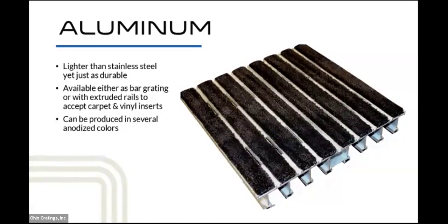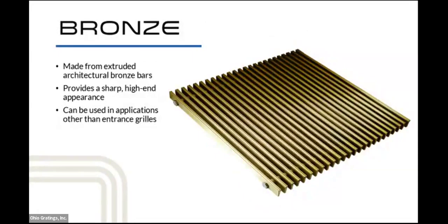So there's also aluminum rollout mats or grids. These are lighter. Aluminum materials are typically lighter than stainless steel. They're available as bar grating. There are different applications there. And then there are also extruded rails to accept carpet inserts, vinyl inserts, aluminum inserts of that nature. So this can be used in several different applications, but it can also be anodized in different colors and different finishes, just to protect the material as well.